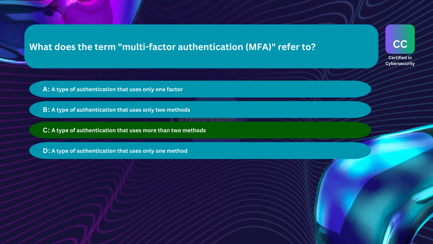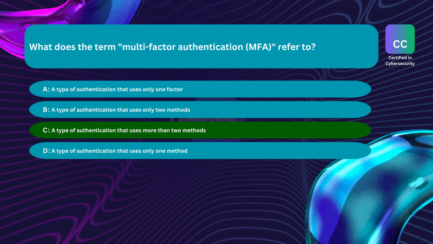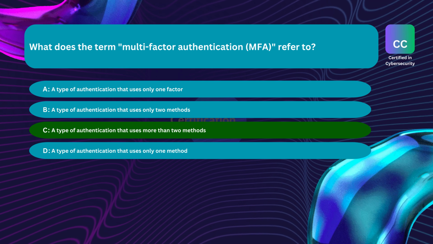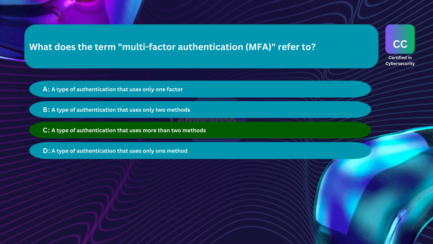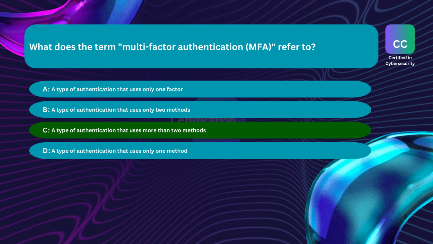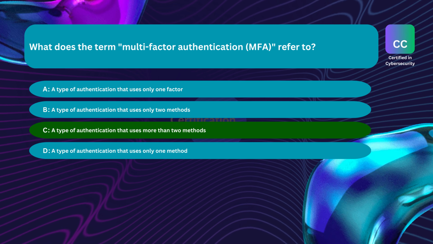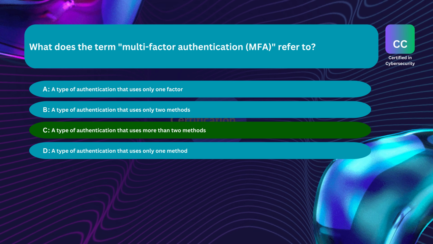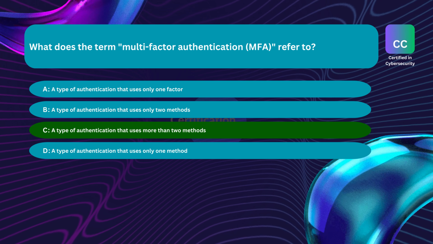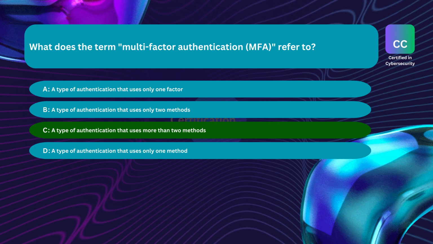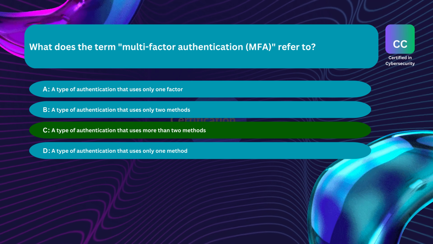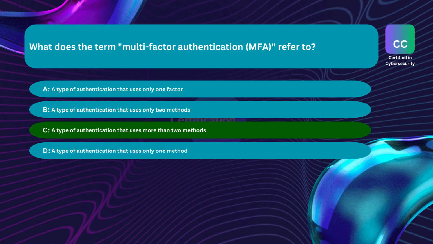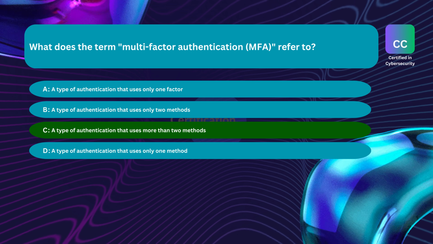The correct answer is option C, a type of authentication that uses more than two methods. Multi-factor authentication is a type of authentication that uses more than two methods to verify the identity of a user. MFA is a security mechanism that requires users to provide multiple forms of authentication in order to access a system or service. Typically, MFA requires users to provide something they know, such as a password or PIN, something they have, such as a smart card or token, and/or something they are, such as a biometric identifier like a fingerprint or face scan.